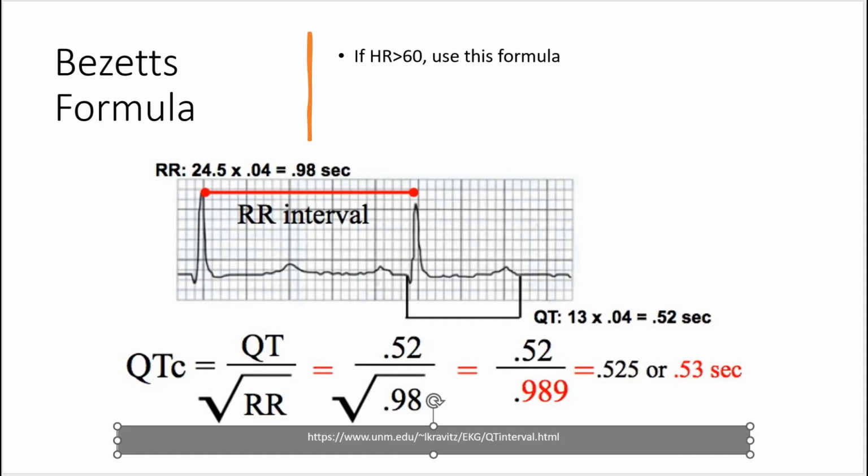And if the patient has a heart rate that's greater than 60, we will use Bazett's formula to calculate the corrected QTc. To do this, QTc equals QT, so you find the QT interval from before, divided by the square root of the RR interval, that is, the interval between the two R waves. In this example, we have 0.52 divided by the square root of 0.98, and at the end that gives you 0.53 seconds or 530 milliseconds, which is a prolonged QTc.